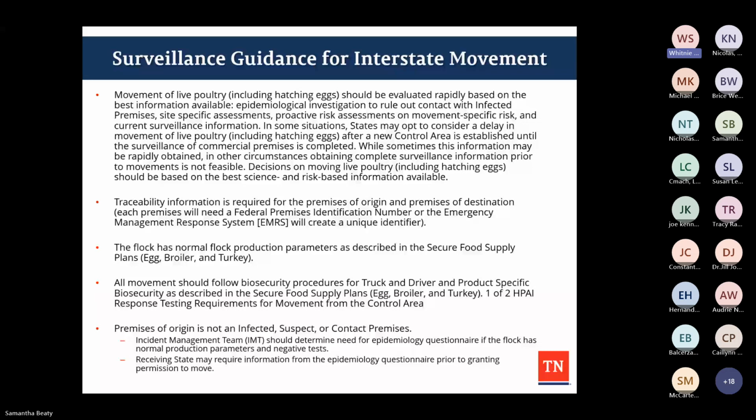Traceability information is very important, so this is why we would require you to have a premises identification number or a PIN number, which we talked about a little bit before. And we upload all of that information again into the EMER system so that we can track those movements, and it helps us sort of map where the different movements are taking place.